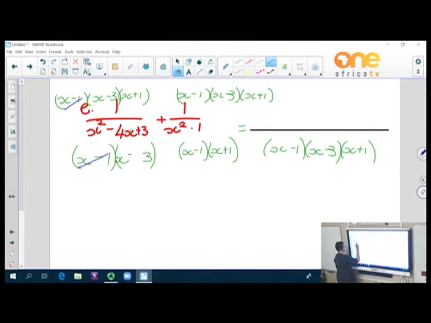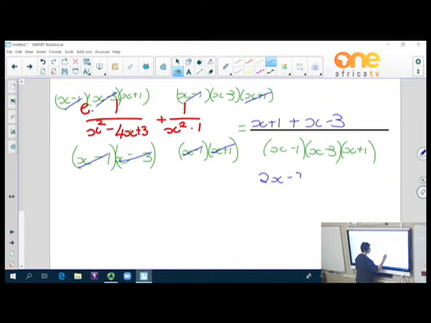So this one will cancel out, this one will cancel out, and then it is x plus 1. Here, the x minus 1 will cancel out, the x plus 1 will cancel out. It's a positive here, so it's plus x minus 3. So now I have 2x minus 2 over x minus 1, x minus 3, x plus 1.